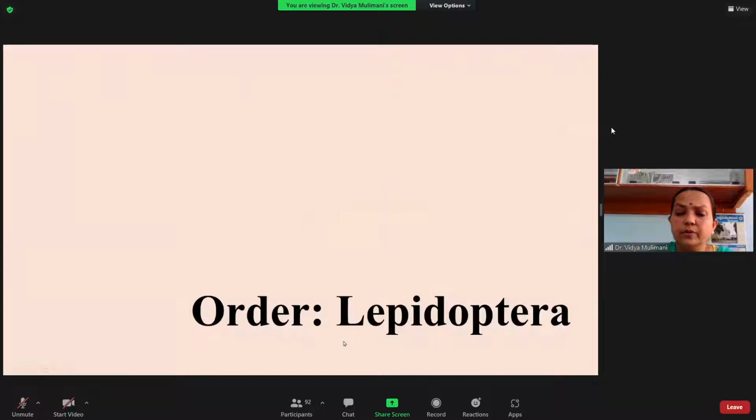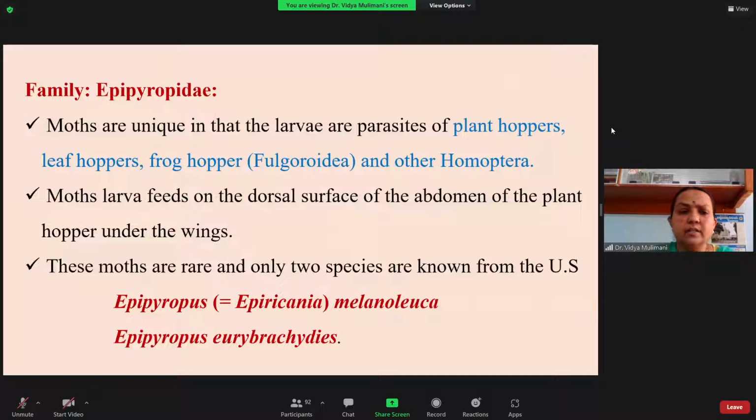Next, I will be moving on to the Lepidoptera. Under the Lepidoptera, I will be covering only one family, the Epipyropidae. The Lepidoptera are mainly pollinators, and the moths are crop pests. But apart from that, we also have one positive of these Lepidoptera: they are also predators and parasitoids.